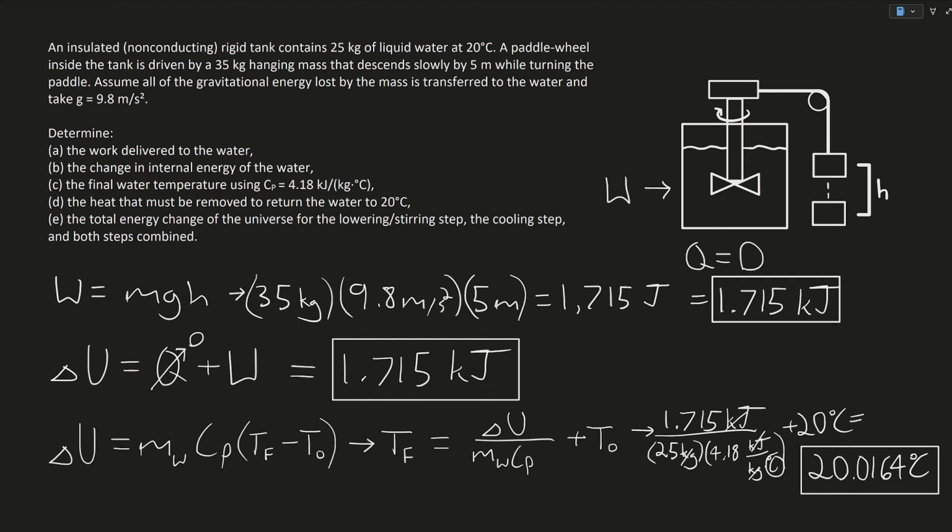Now for part D, to return the water to its original temperature, we have to remove the energy that we added to it. So this is just equal to the 1.715 kilojoules that we added. For part E, the total change of the universe means the system plus the surroundings. Energy can be moved inside of this system, but the total energy is always conserved. So the change in energy of the universe is equal to 0 for all of the steps.